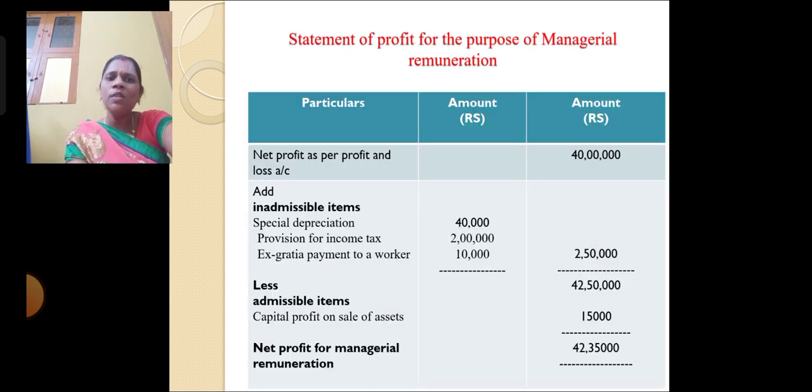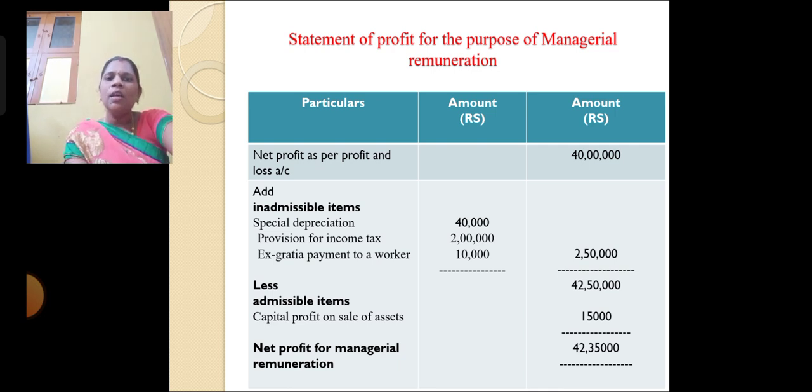Next, we discuss the statement for the calculation of profit for the purpose of managerial remuneration. First, we have to divide into 3 columns: the heads under particulars, the inner amount column and the outer amount column.